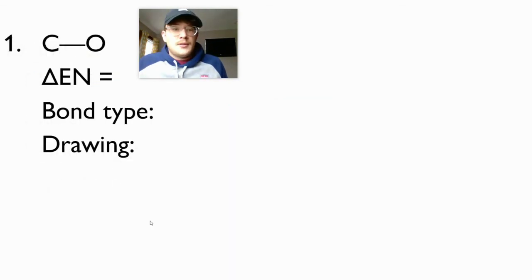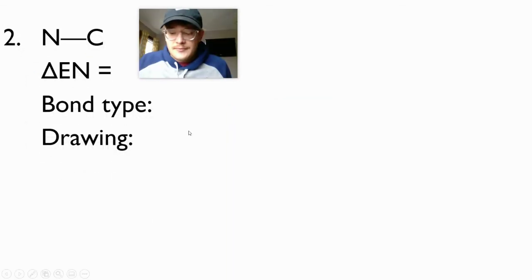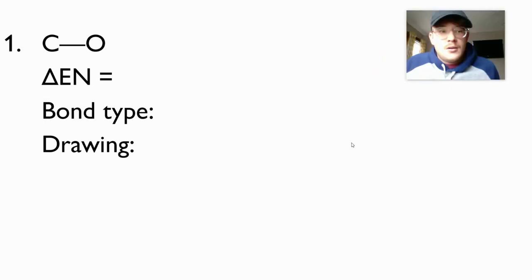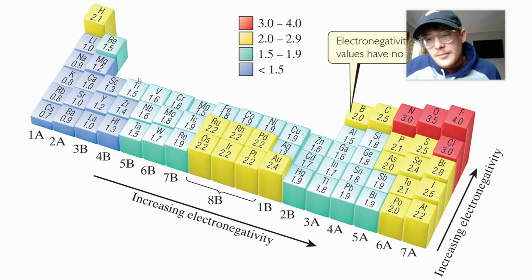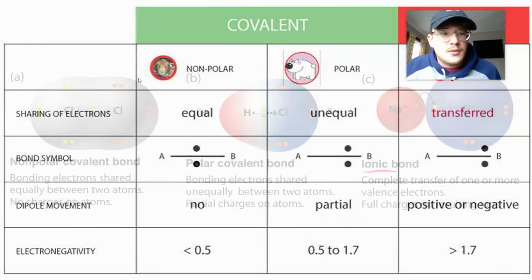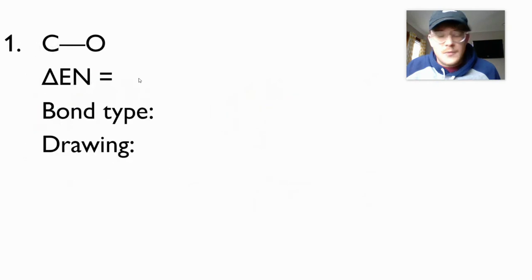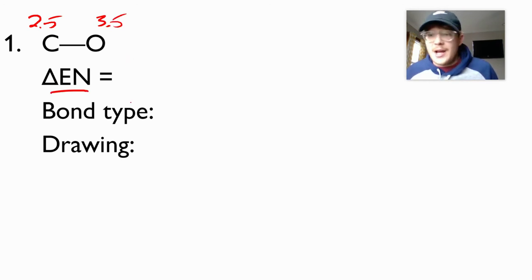All right, let's do another one. We got carbon and oxygen. I don't know these numbers, so let's take a look back at the table. So carbon's 2.5-ish, oxygen's 3.5-ish. So we got 2.5 and 3.5. All right, delta E, and how do we find that out?